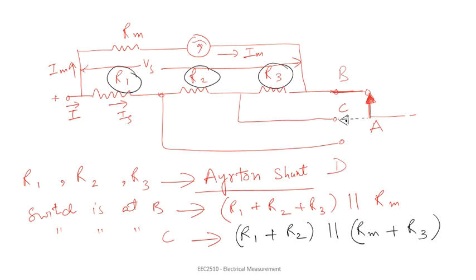And similarly, if the switch moves to contact D, as shown here, this is the point D. If you now connect the switch at point D, only R1 will remain in the parallel branch. So R1 will be in parallel with Rm plus R2 plus R3. So if the switch is at point D, then R1 will be in parallel with Rm plus R2 plus R3.